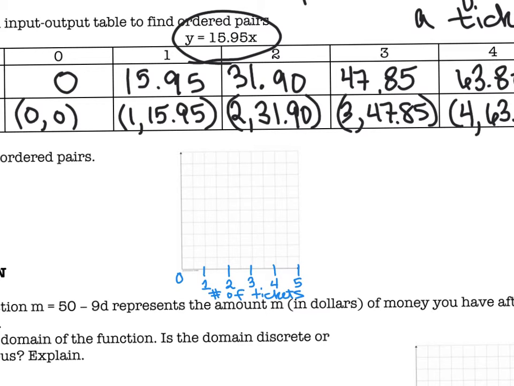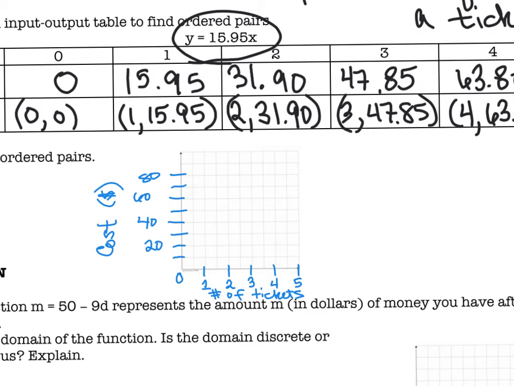The range are your y values, and we have to go from 0 all the way up to 63.80. So for that case, I think I'm going to jump up by tens. So we'll do 10 and then 20, 30, 40, 50, 60, 70, 80. I didn't label each one just because it'll get a little bit messy. And this would be our cost of the tickets in dollars. So let's do our best to graph this.